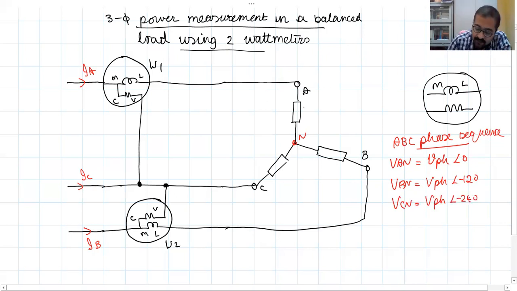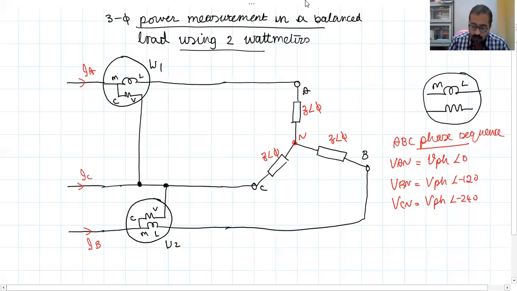So it's a balanced load. That means all the loads are equal in magnitude as well as angle. Is it angle phi? Can you tell me what kind of load it is? It's an inductive load, a resistive inductive load. That's why you are getting Z angle plus phi in each phase. Had it been a capacitive load, then it would have been Z angle minus phi. I am considering an inductive load.